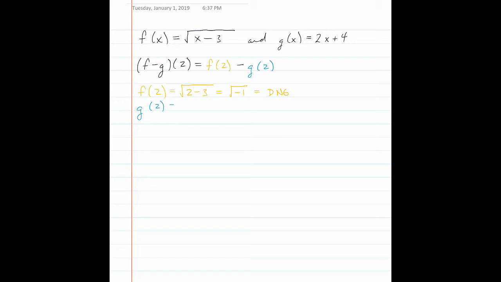We'll keep going though and find g of 2, which is going to equal 2 times 2 plus 4, which is 8. Okay, so we'll just finish this off. Even though we know the answer is does not exist, I'm going to go does not exist minus 8, which is does not exist.